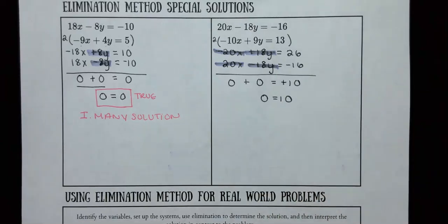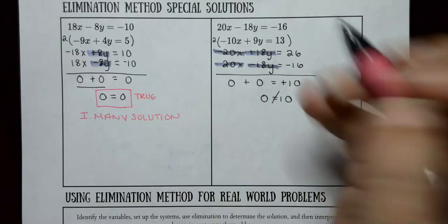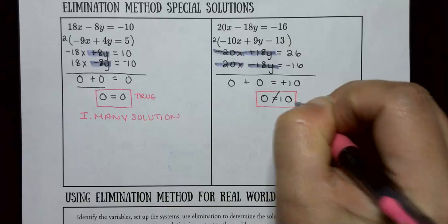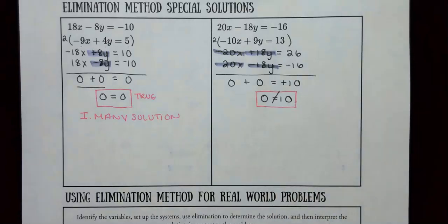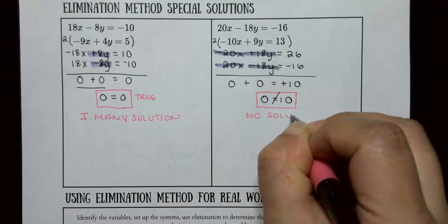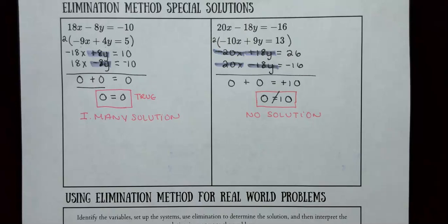And we know that 0 can only be 0 equal to 0. So this is not true. This is a false statement. And because it's false, we cannot say many solutions or infinitely many solutions. This one are two parallel lines. And because two parallel lines don't intersect, we say they have no solution because they don't have anything in common. And that's our final answer.